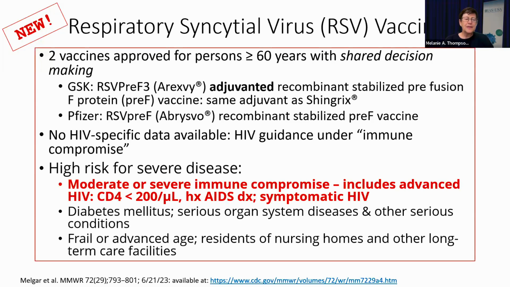So this vaccine would be recommended for people who have advanced HIV, providing they meet the age criteria. Or many of our patients who have diabetes or other bad organ system diseases, cardiovascular, lungs, kidney, or who are frail or of advanced age and maybe living in nursing homes or long-term care facilities.